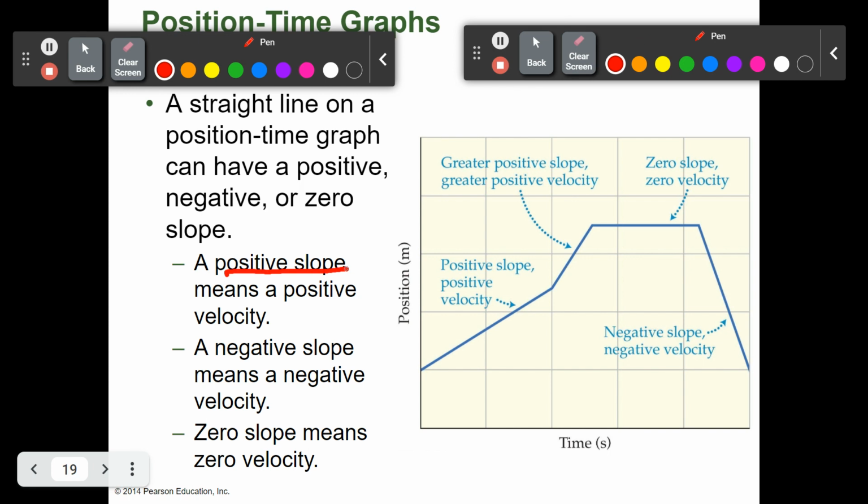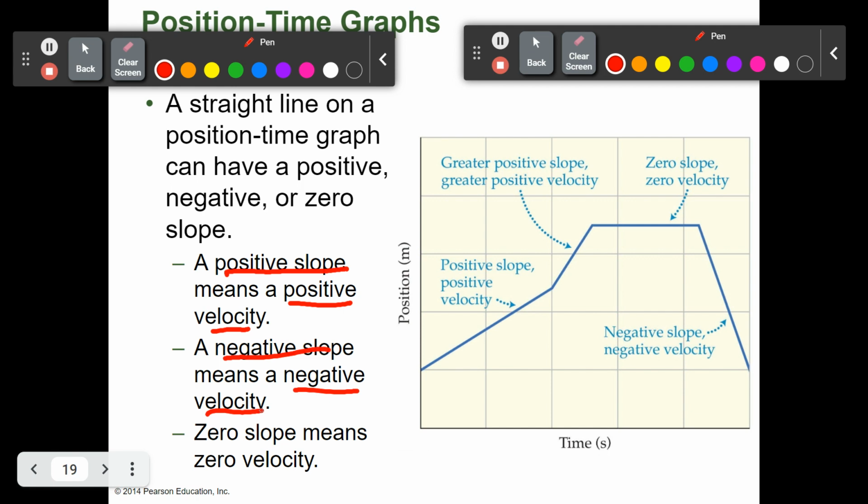A positive slope means a positive velocity, meaning you are moving in that forward direction. Okay? So a positive slope means a positive velocity. Now remember, I said velocity, not speed necessarily. Remember, that's velocity. So the positive sign there means that it's not just the speed, it's speed and direction. Okay? And a negative slope would mean a negative velocity. Well, what would a negative velocity possibly mean?